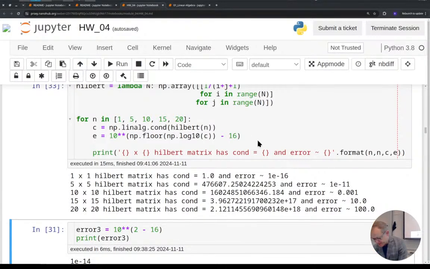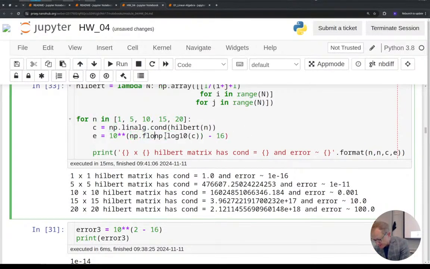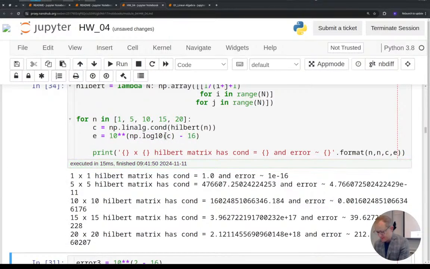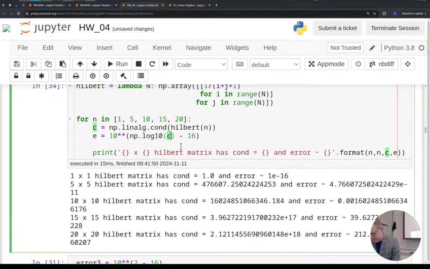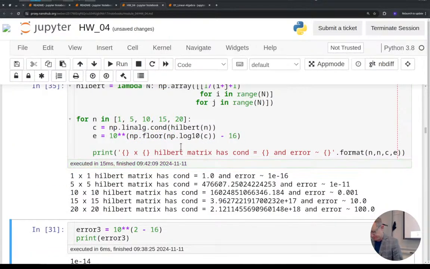But you don't have to take the floor. It's up to you. Some people don't. They're like, but isn't it more accurate this way? I guess so, but I don't know how much more information it really gives me. I like doing the floor just so I know, is it an error of 100 or an error of 0.01, 0.00001 or something?